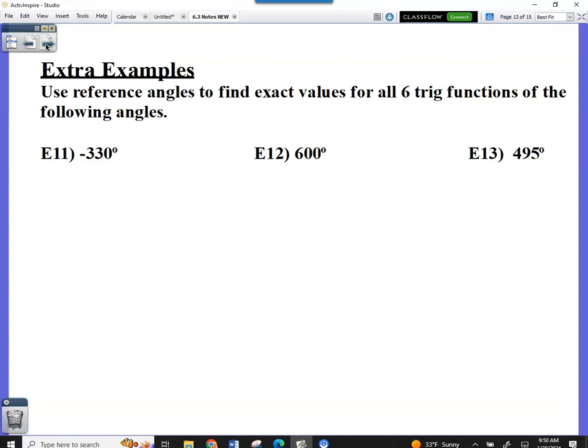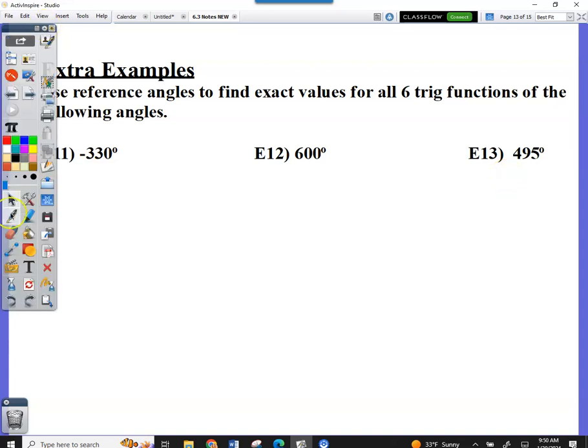So let's walk through this from yesterday. I don't know where 495 is. It's too much, so what would I do to calibrate it? Take off a full rotation. The vocab behind that is we're taking off a full rotation and we're getting what's called the coterminal angle. So as I find the 6 trig functions of 495, I will get the same answer as if I found the 6 trig functions of 135. 135 is easier for me to visualize. So I'm going to go with 135.